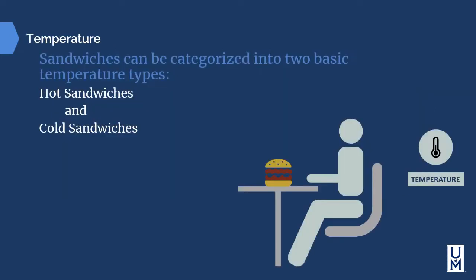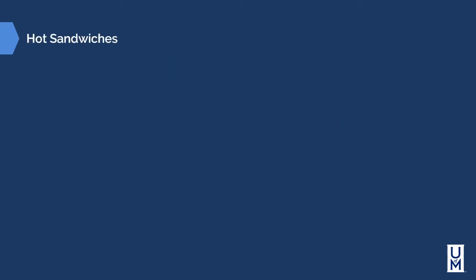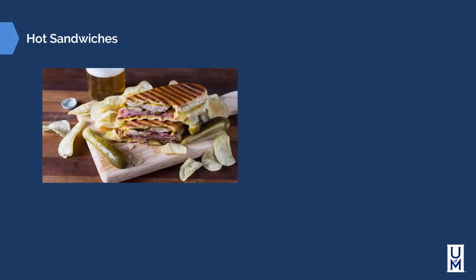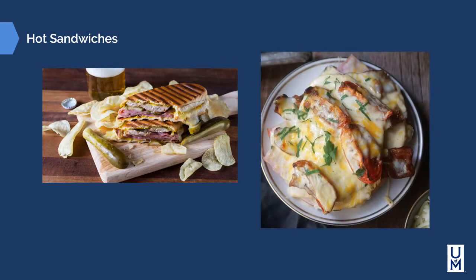Now let's look at temperature. Sandwiches can be categorized in two basic temperature types, hot sandwiches and cold sandwiches. Hot sandwiches include those in which the filling ingredients are served hot, such as hamburger or hot dog, and those where the entire sandwich is heated for service, such as grilled cheese or Monte Cristo. The Cuban sandwich, which is located on your left, is a mixture of pork and pickles and mustard and cheese, and it's grilled and pressed.